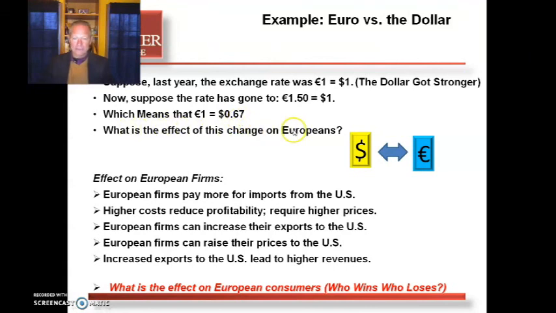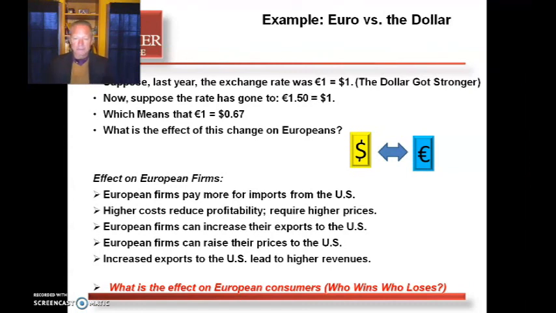What is the effect of this change on Europeans? Well, because the dollar got stronger and their euro got weaker, they would pay more for imports. So the higher cost reduces profitability, and now there's higher prices throughout Europe. All the prices in Europe just went up because their euro got weaker. European firms have to increase their exports to the US because now the US dollar is stronger. We're going to buy more stuff from Europe, and they can raise their prices to the US. So increased exports to the US lead to higher revenues for the European firms, but the European consumers lose.